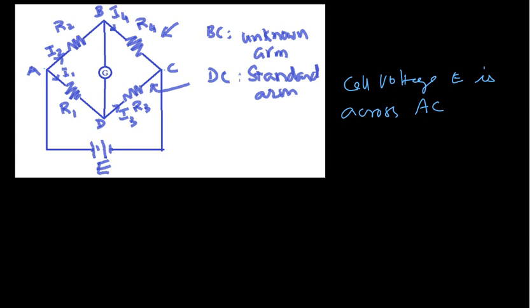Since I have connected this battery, as I said earlier, if I draw only one line, this is a cell. If I draw more cells, this is called a battery. More cells together is a battery. So here I am connecting the battery. It's a battery voltage. Since the battery is connected here, this arm AC is called the battery arm.